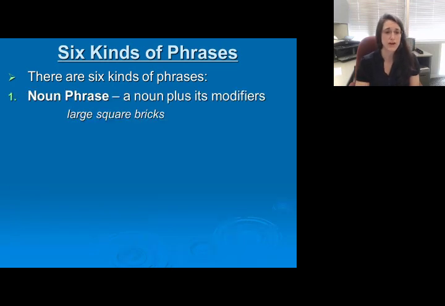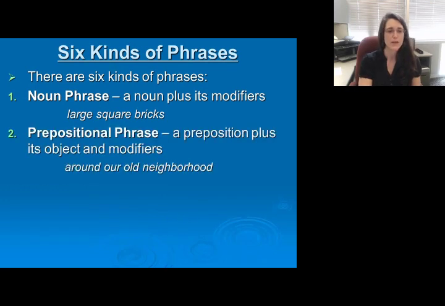So the first one is a noun phrase. And these are usually pretty easy to identify, and this is typically what would create our complete subject in a sentence. This would be our noun plus any of its modifiers. So our example here is large square bricks. Notice that bricks is the noun part, and large and square are both our adjectives. So this together is a noun phrase. It's a group of words that sound like they go together, but unfortunately this is only the noun and modifier part of our phrase. It doesn't have a verb or our complete thought.